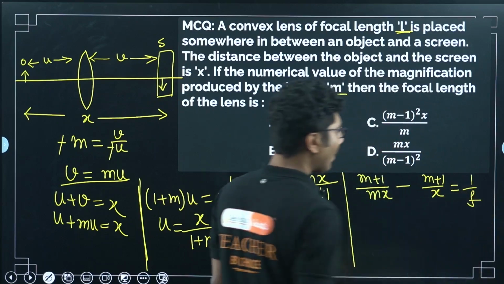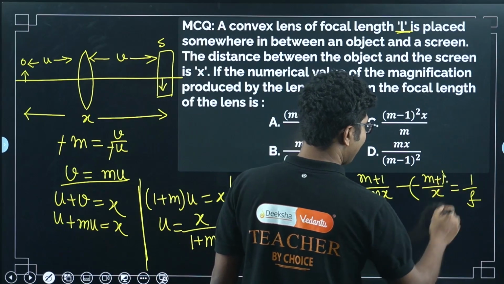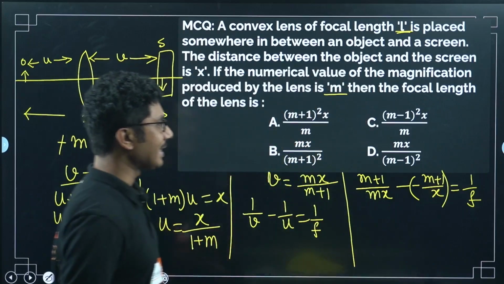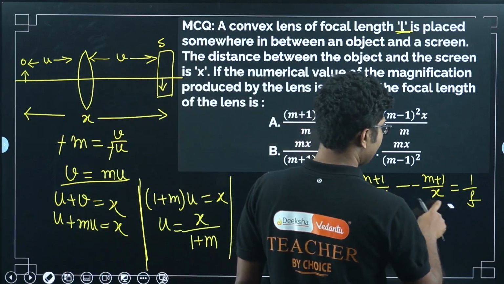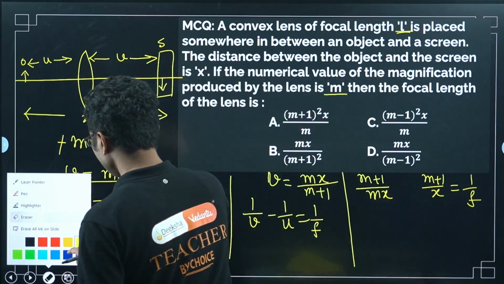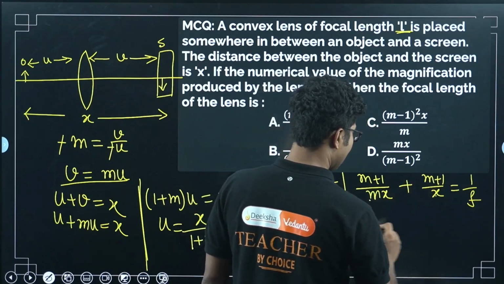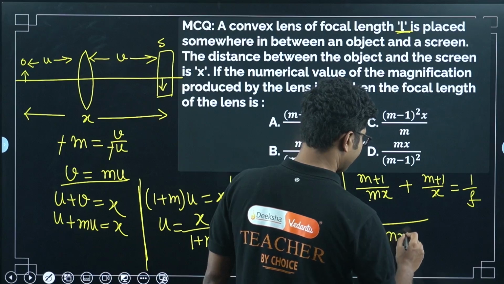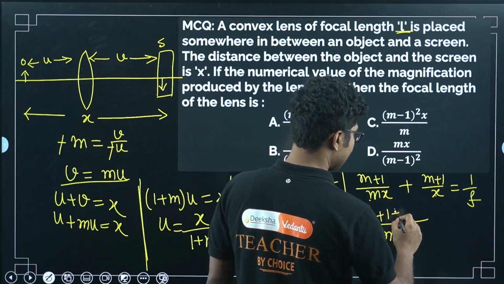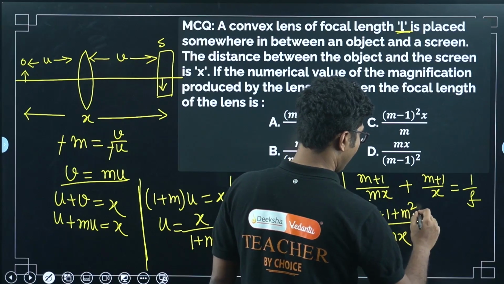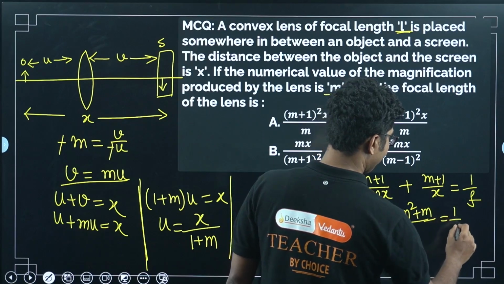Now here what will happen is, because the object distance is negative by nature, we have to put the negative sign as well, and this negative and this negative will become positive. So what we will write is plus here. Now mx, x, so LCM is mx, m plus 1 plus m square plus m equals to 1 by f.